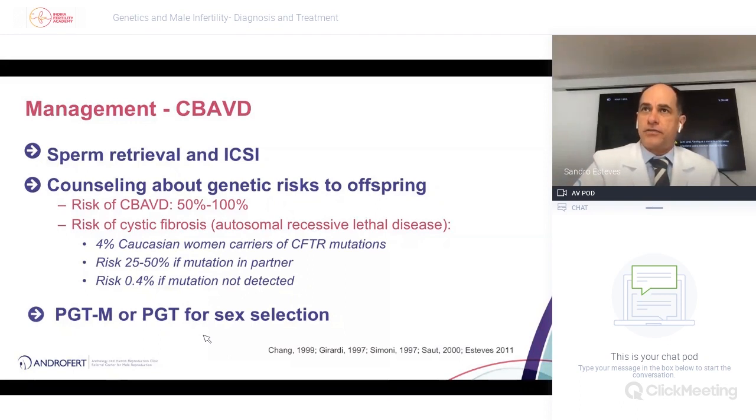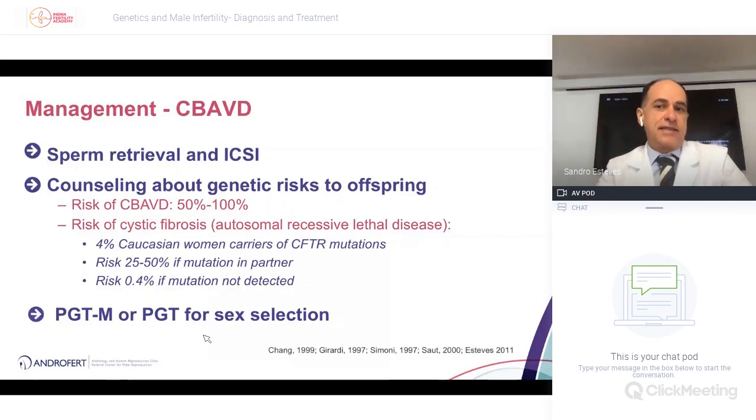However, if the female partner has a mutation, in that case, I will test the male, I will map what kind of mutations I have in the male partner and in the female partner, and then I will go ahead and do PGT-M with gene sequencing of these embryos to detect which ones are affected by cystic fibrosis. Obviously, we won't be able to transfer them back.